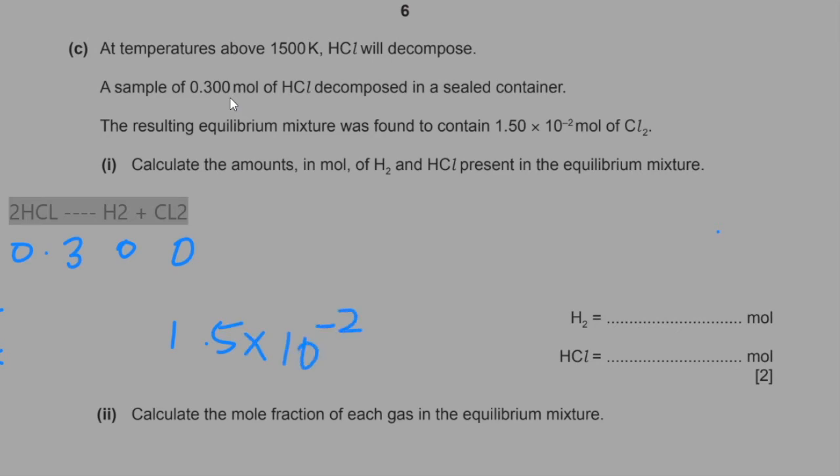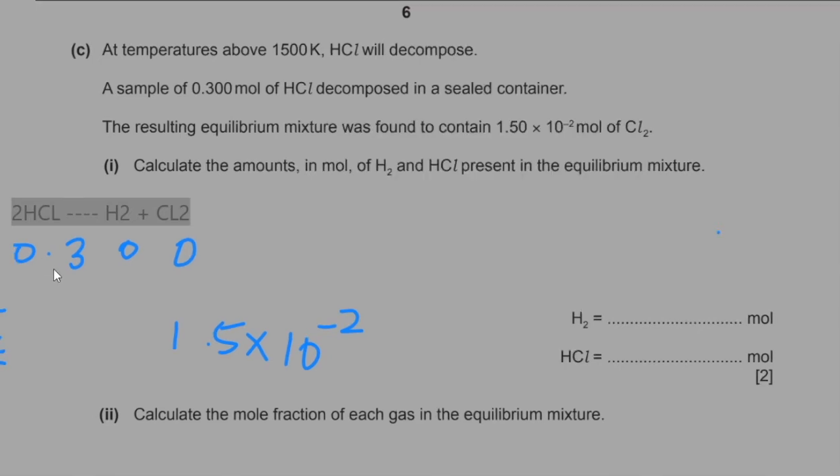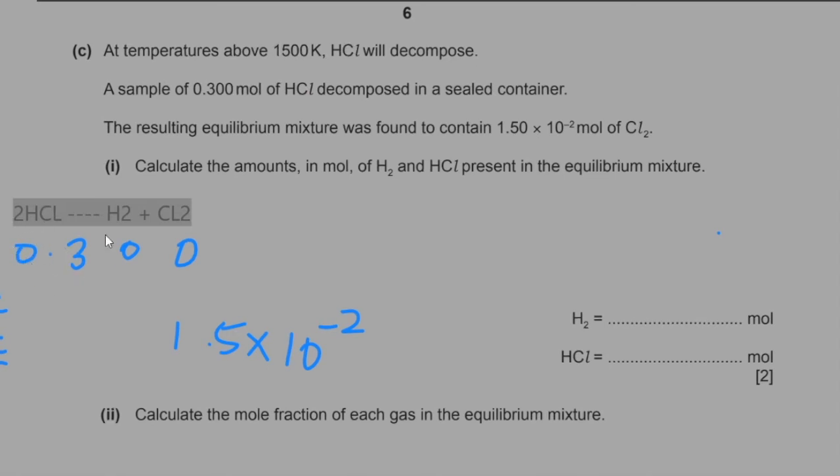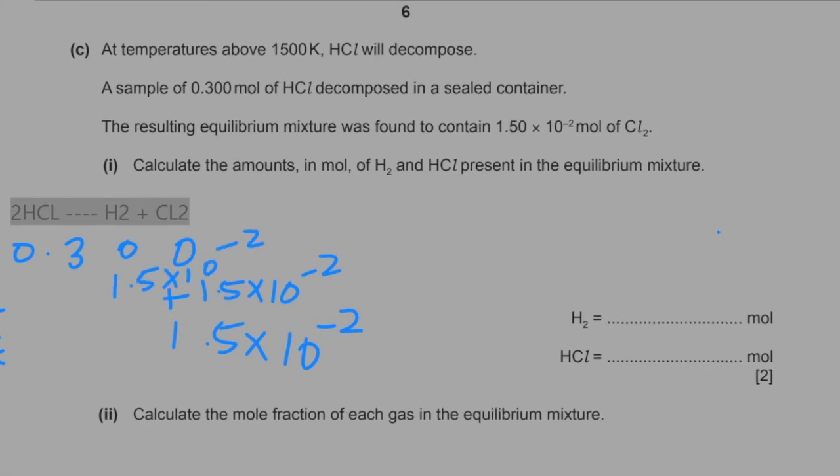In change, you're supposed to either add or subtract molar amounts. That depends on the side. Since we are starting with the reactant, which is hydrogen chloride, we subtract from the reactant side and add to the product side. As you saw, initially it was 0, and now you have 1.5 times 10 to the power of -2 mole of chlorine. You add the same value to chlorine and also to hydrogen, because they have the same molar value in the equation, as you have 1 mole of hydrogen and 1 mole of chlorine for every 2 moles of hydrogen chloride. So you added those to the product side.